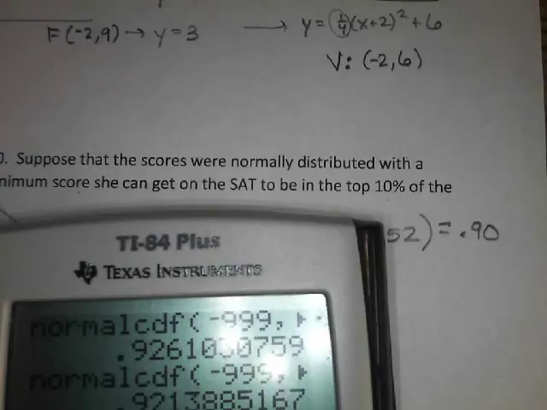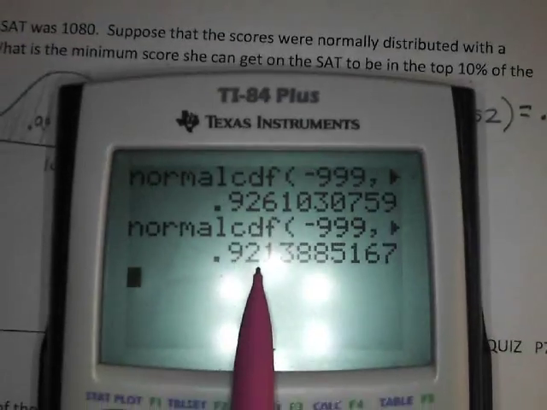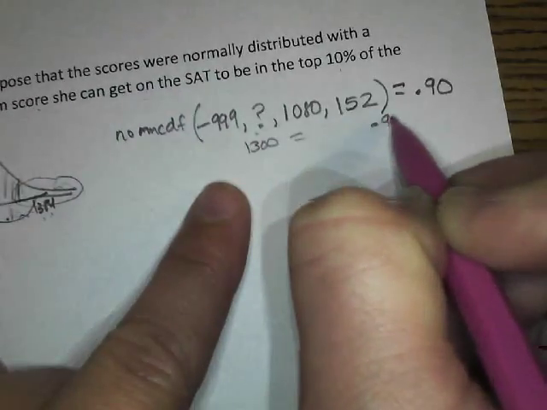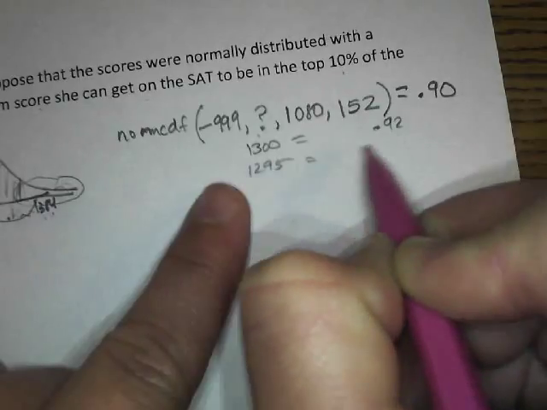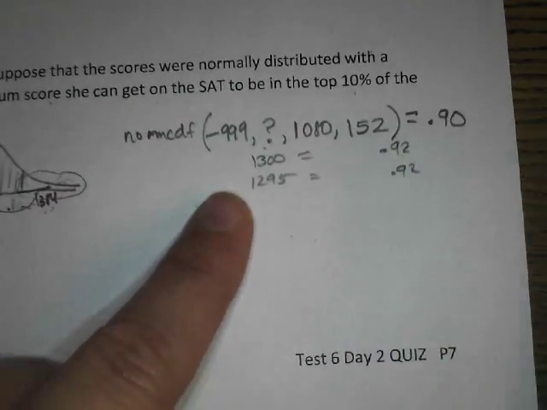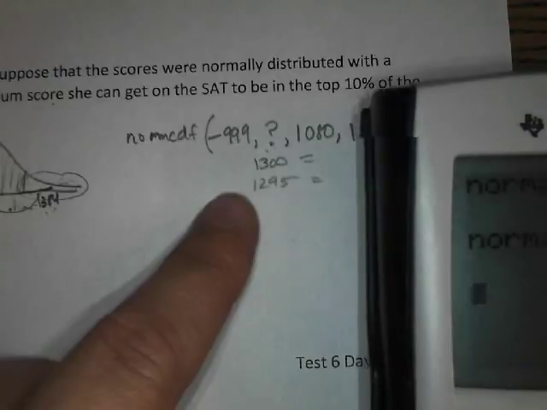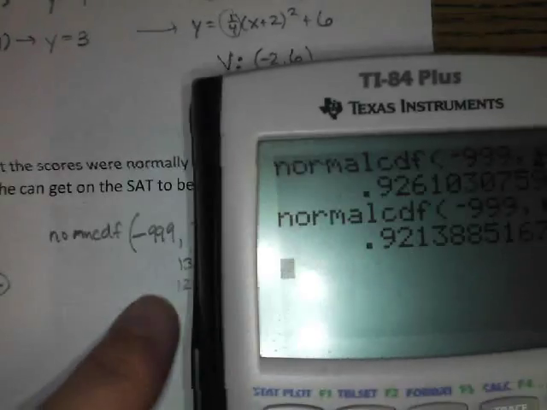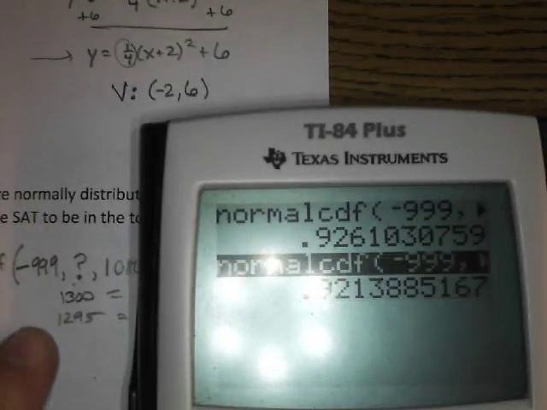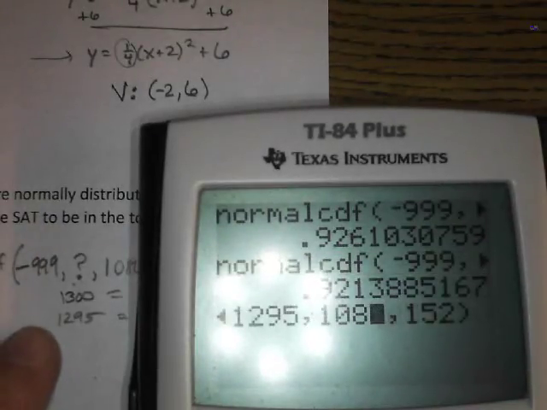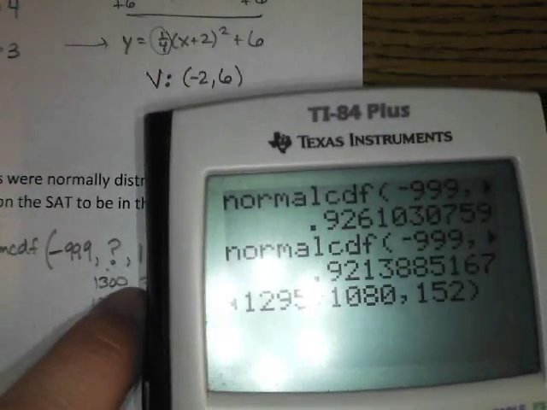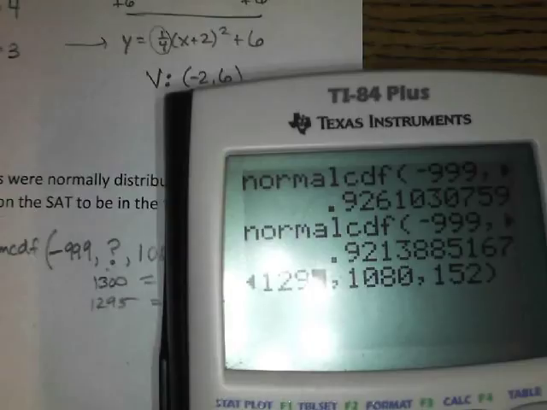Okay, that's lower, but not by much. So I just went down to 12, and I just tried 1300. That gave me .92. I kept lowering the score till I got something close to 90. Okay, well, let's see how close maybe that's legit. I'm going to go from 1295, since that didn't really drop much. They both rounded to .92. I'm going to go down to like 1275 and see what that does.